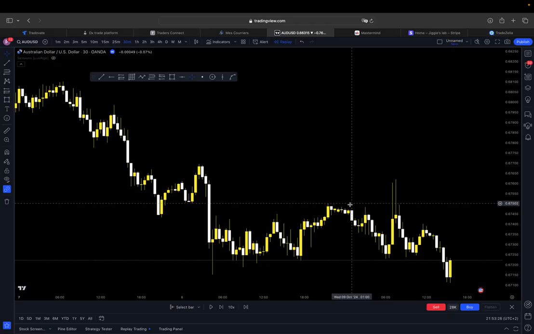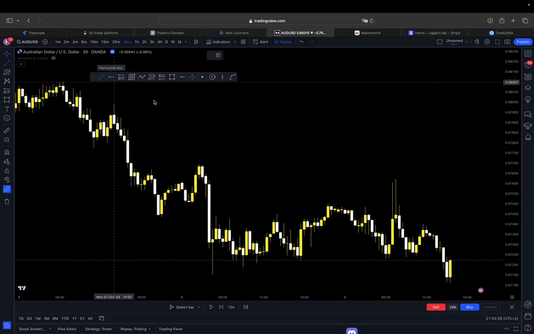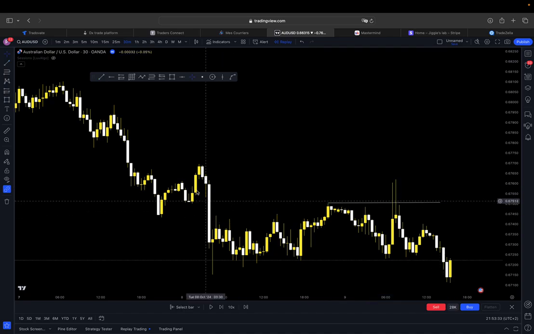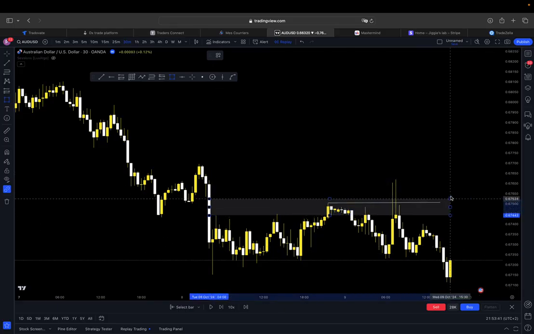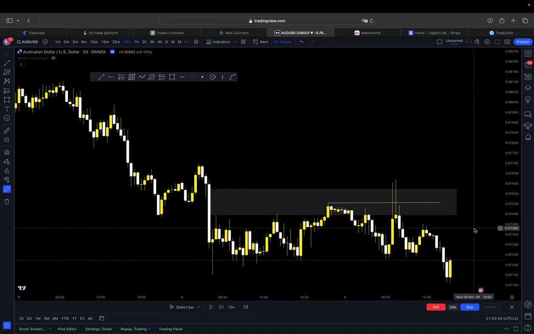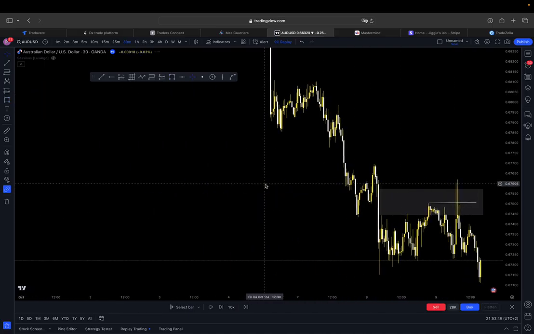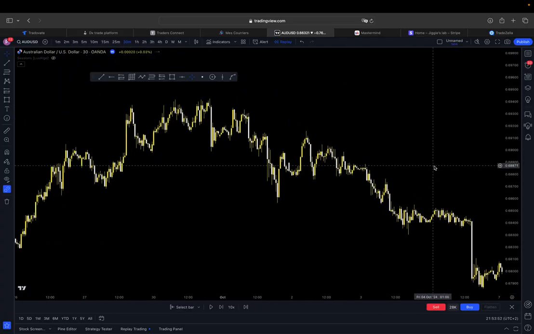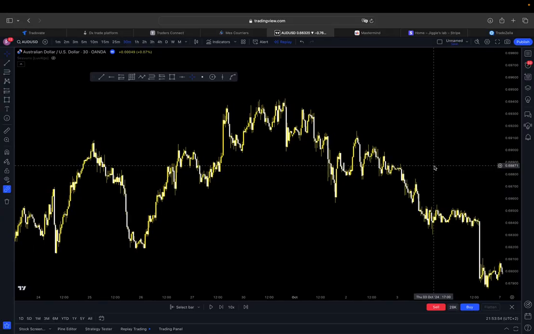What do we have here? A sweep here, filling what? This fair value gap here. Do you understand what I'm saying? That is what I call a TS, and you guys need a TS. Now, TS is going to explain a lot to you. Like, it explains a lot.